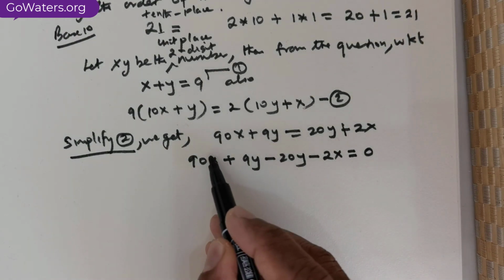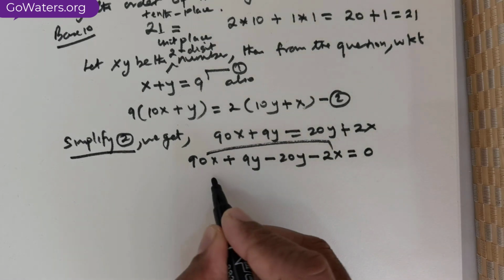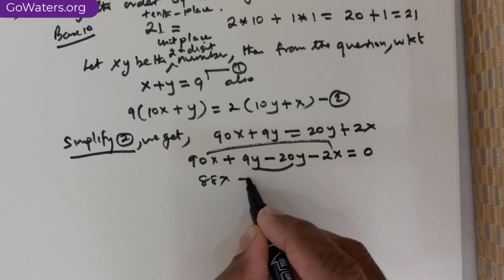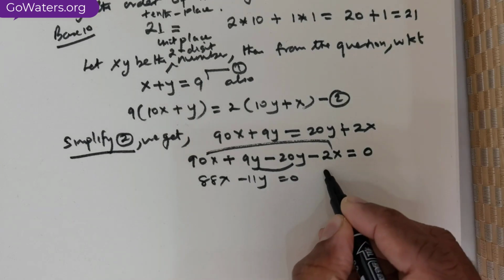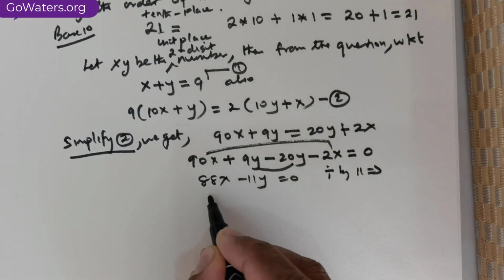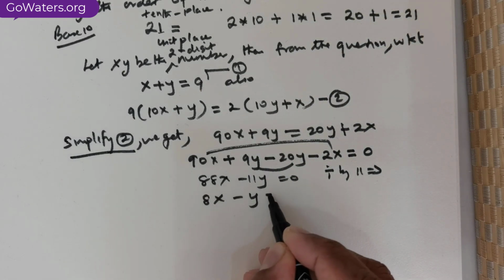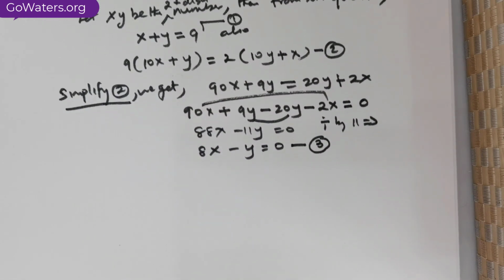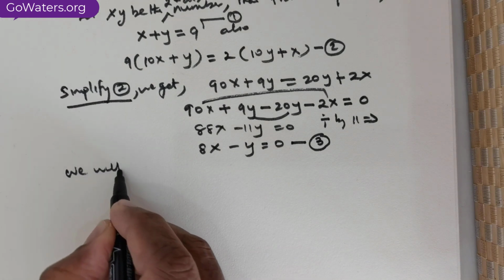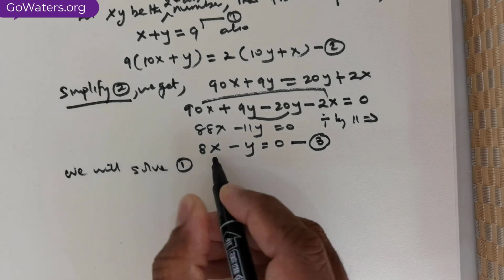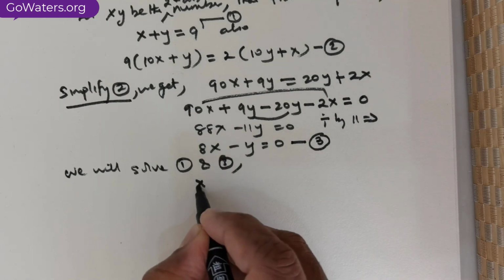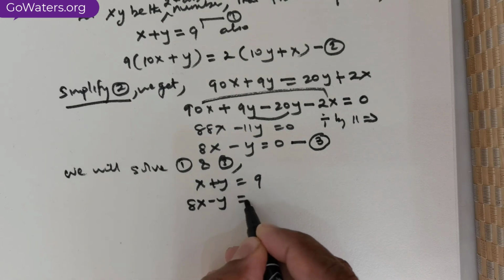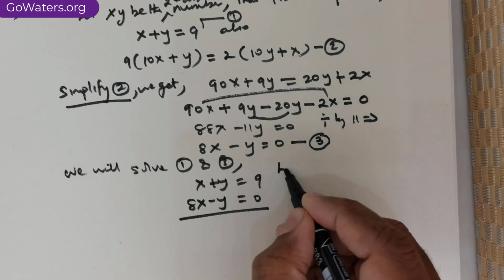So I would simplify this. 90x added with minus 2x gives me 88x, and then this is going to give me minus 11y is equal to 0. I can divide by 11, so that would give me 8x minus y is equal to 0. I will take this as 3. So now we will solve 1 and 3. So what is 1? x plus y is equal to 9, and 3 is 8x minus y is equal to 0. Now we have to use the elimination method.